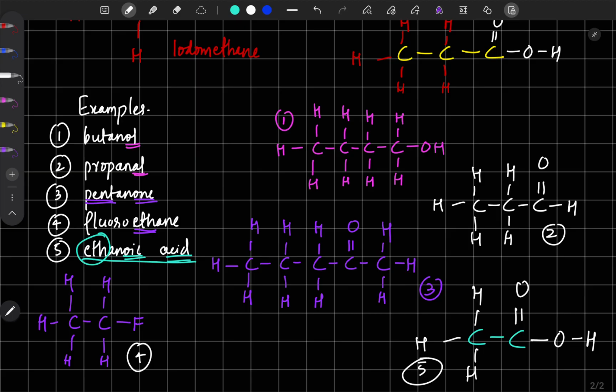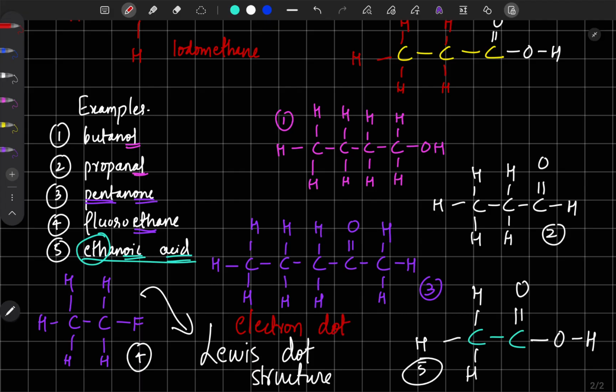So this is how we draw the structure. We can say displayed formula or dash line structure, anything is fine. Okay, these are the structures of the compounds. If you draw these structures, it is very easy to draw the Lewis dot structure from this. I will teach you how to draw Lewis dot structures from these structures. Lewis dot structure is also called electron dot structure. Questions are coming to draw electron dot structures, that is why it is important.